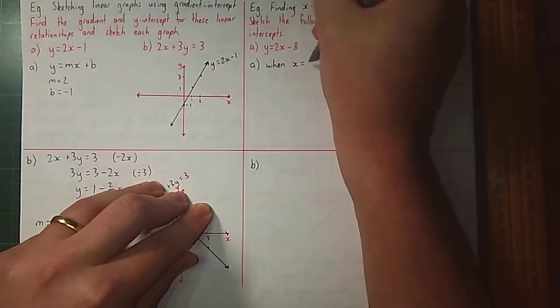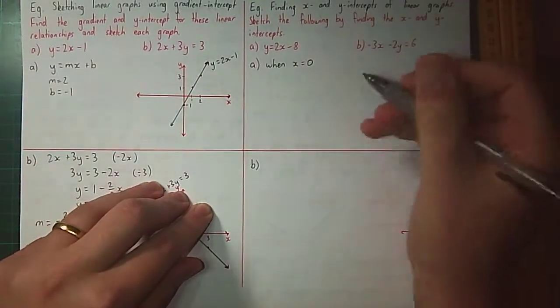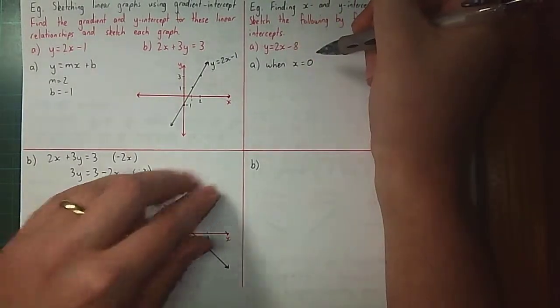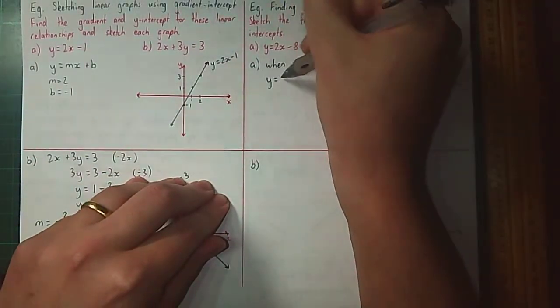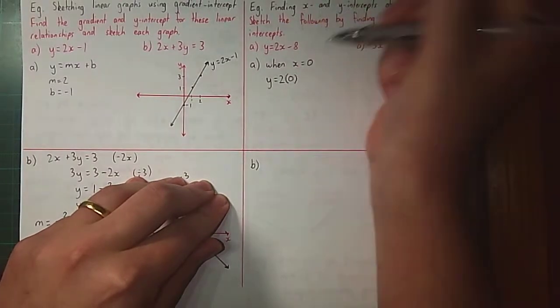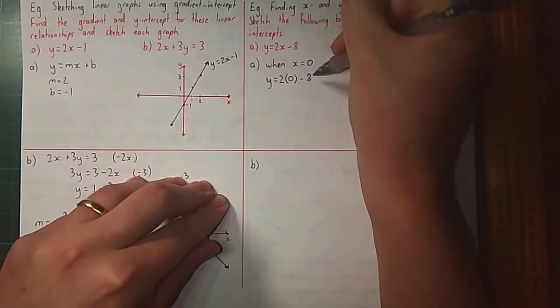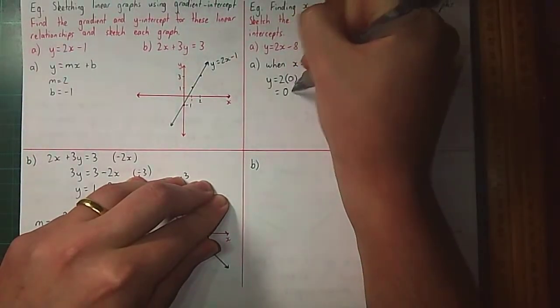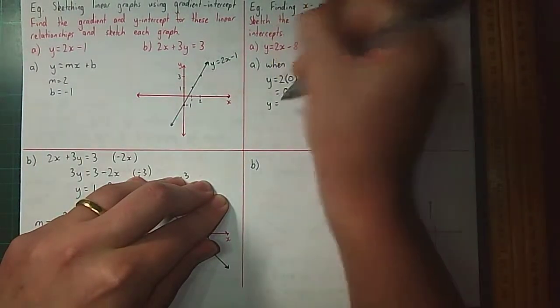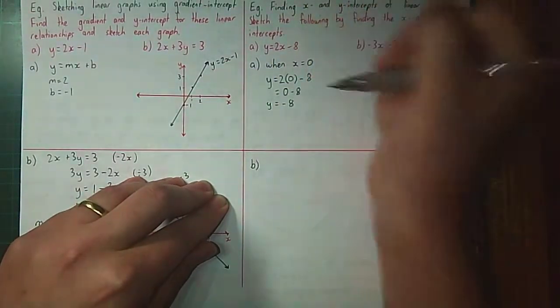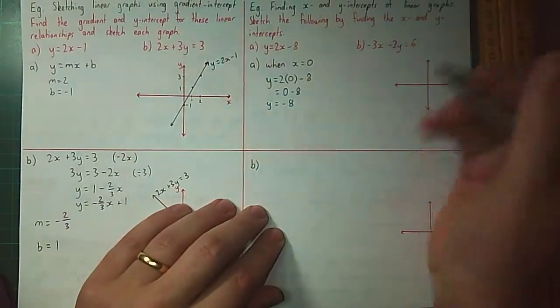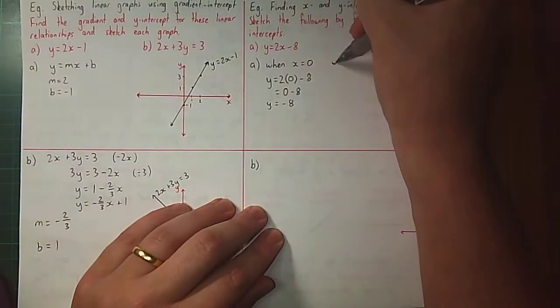When x is 0, we'll substitute everything in. So in this case, it's just going to be when x is 0. We've got y is equal to 2, we'll insert 0 where the x is, minus 8. So that is 0 minus 8. Therefore, y is going to be just negative 8. So that's our y-intercept.